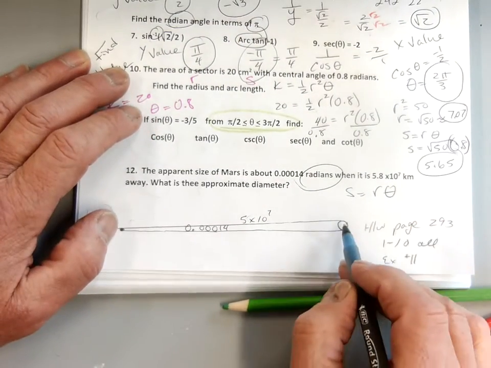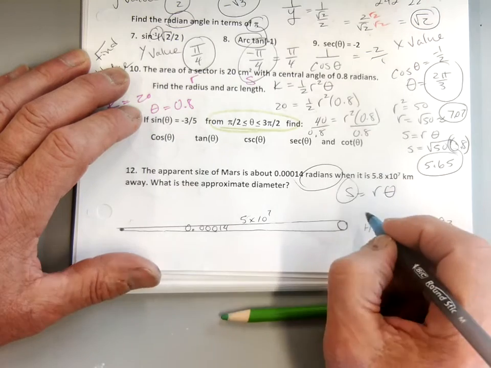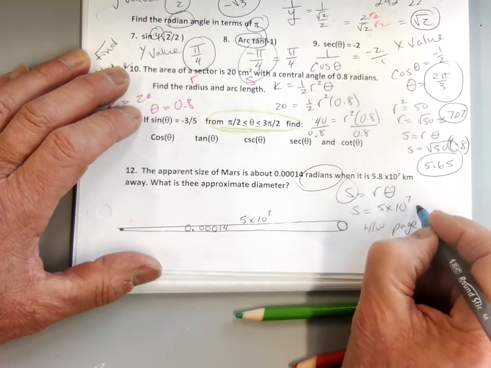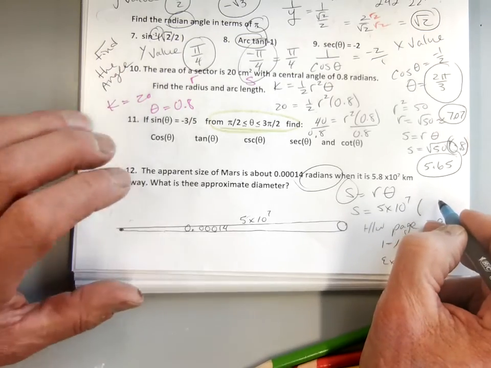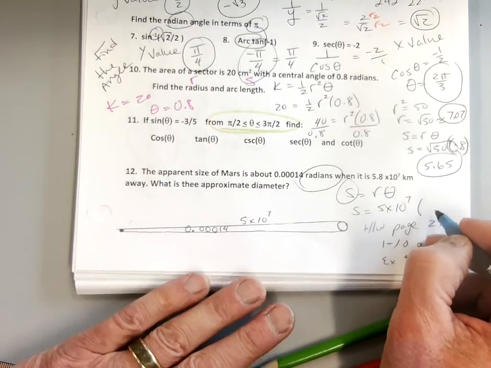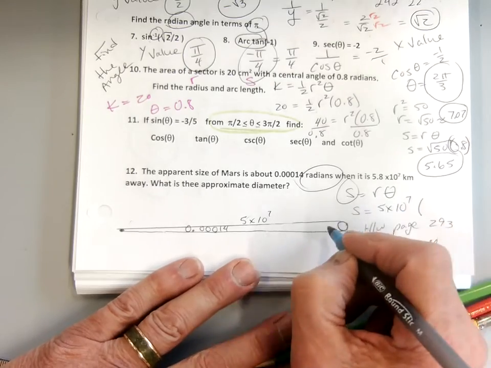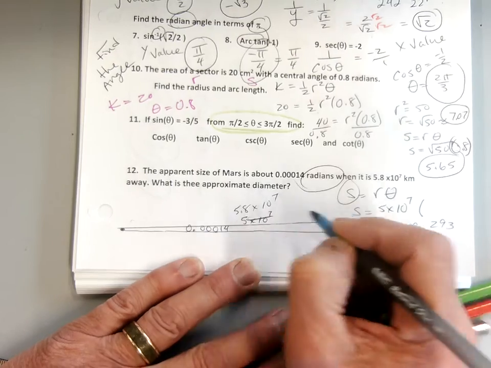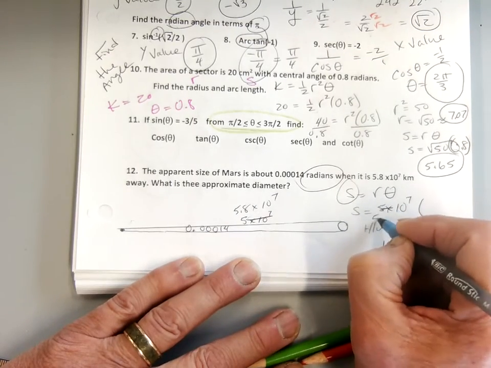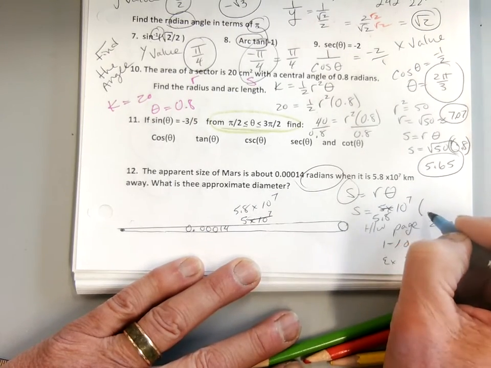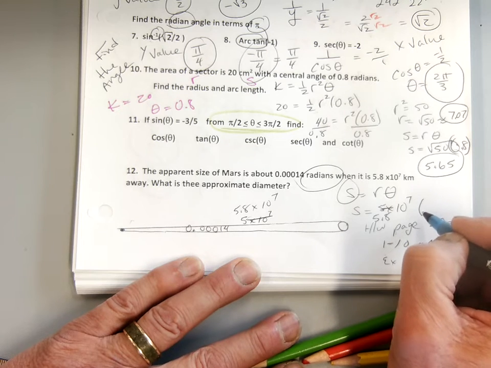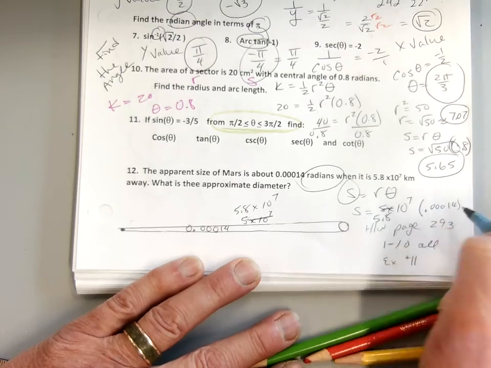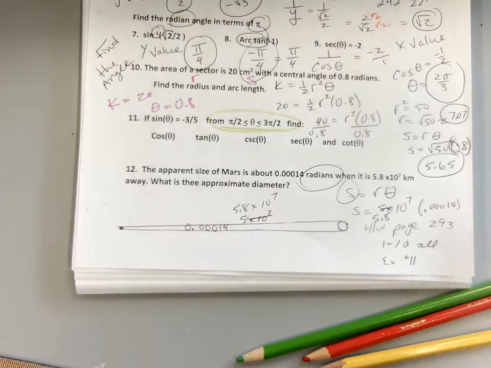So the arc length is the diameter. That's what I want to find. So S equals my 5.8 times 10 to the 7th times my angle, which is 0.00014. Thanks, Carly, yes, 5.8. Okay, and I'm just going to use my calculator.